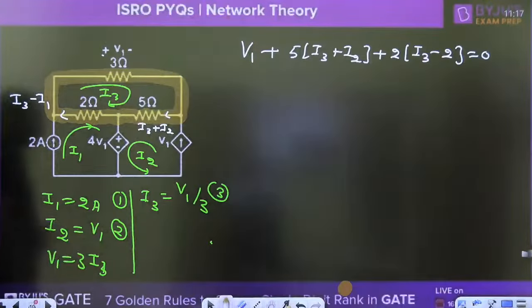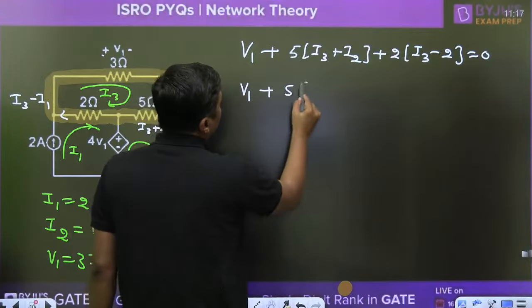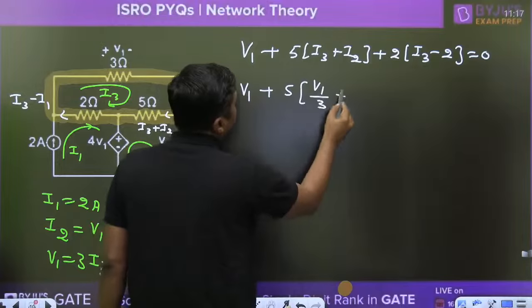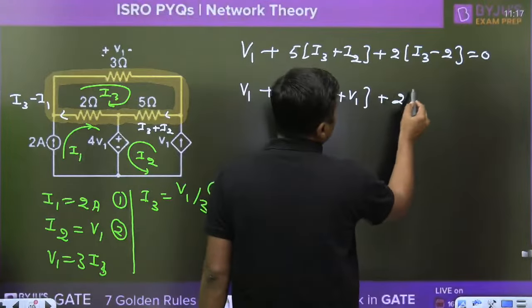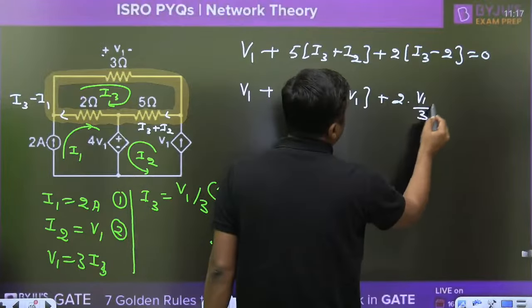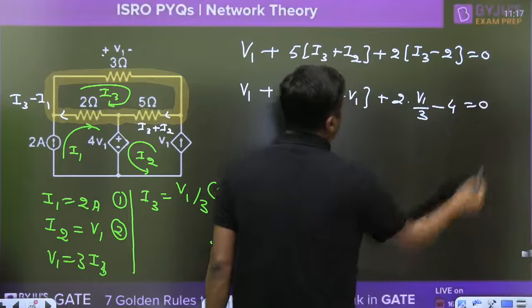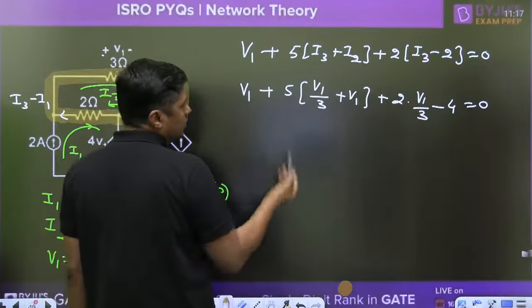Now, what is the I2 here? I2 is nothing but V1. And what is the I3 here? I3 is nothing but V1 by 3. You can write 5 times of V1 by 3 plus V1 plus 2 times of V1 by 3 minus 4 is equal to 0. Now everything is in terms of V1, now you can solve the V1.